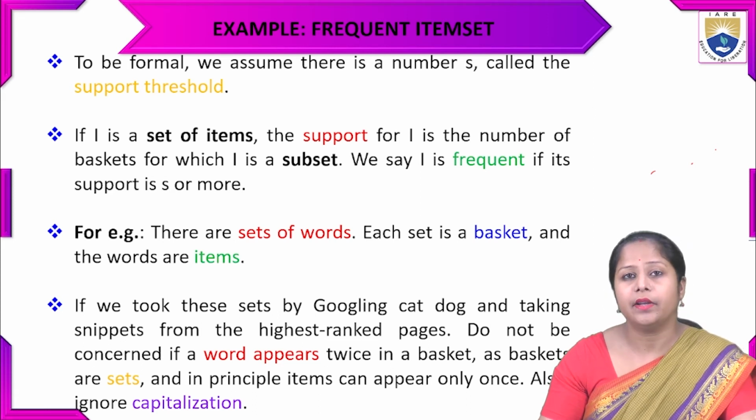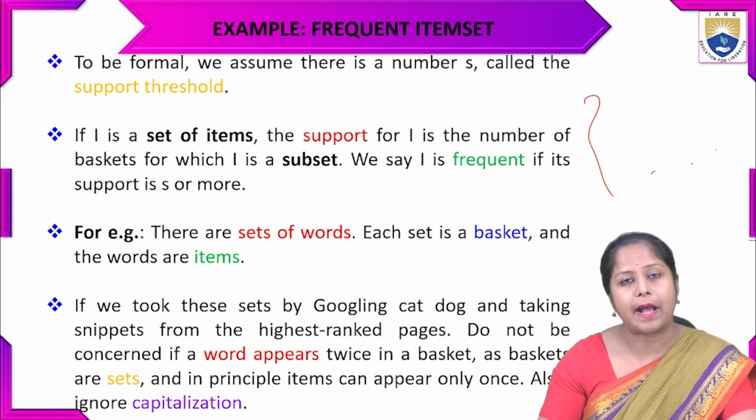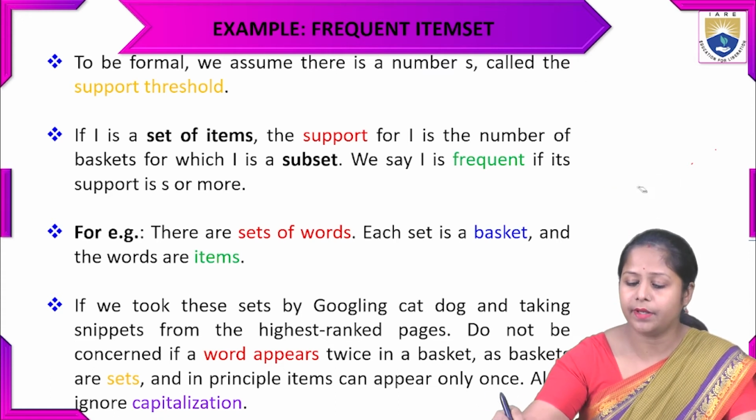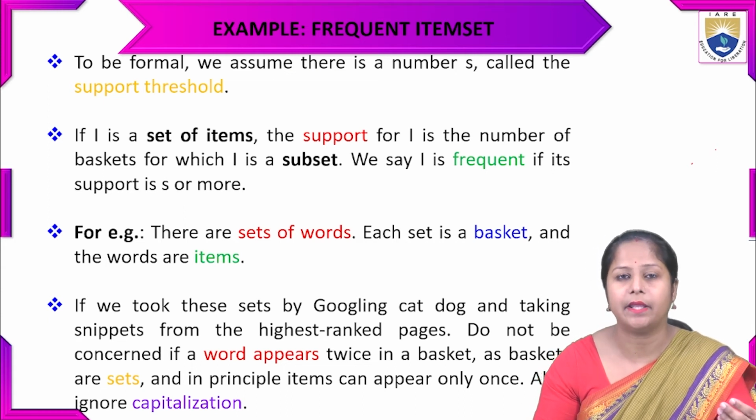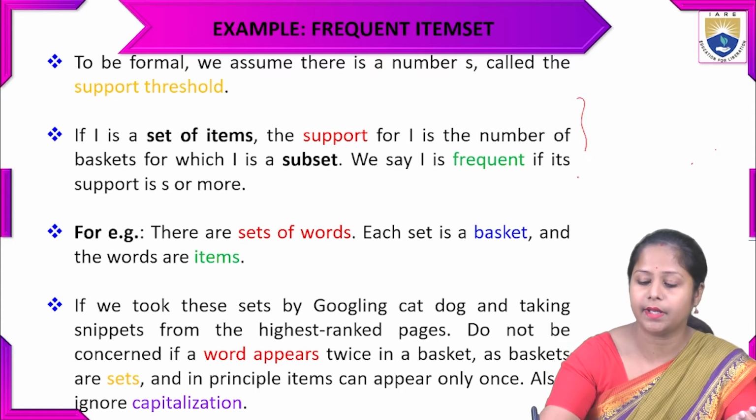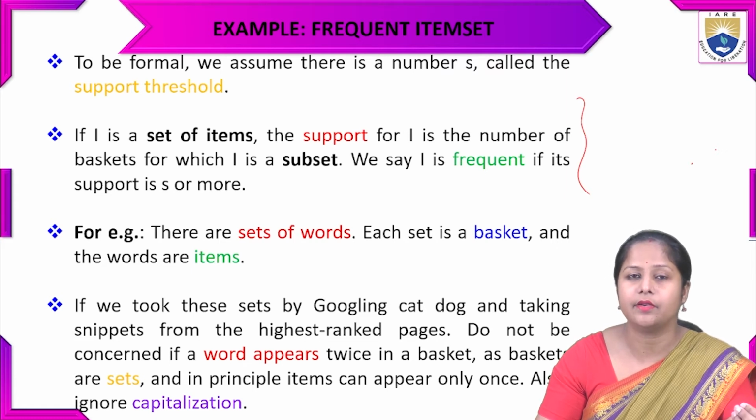If I is a set of items, then the support for I will be the number of baskets, the number of transactions, for which I is a subset, right? We are having some introductory knowledge of mathematics. We should know the probability terms before we calculate the support and anything related to the data mining, data warehousing subject.